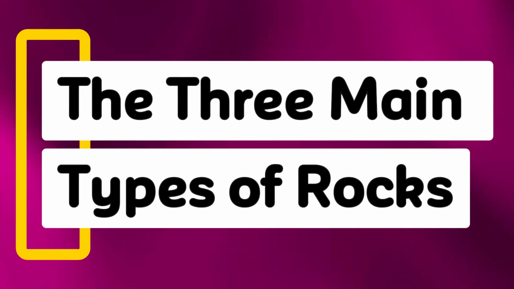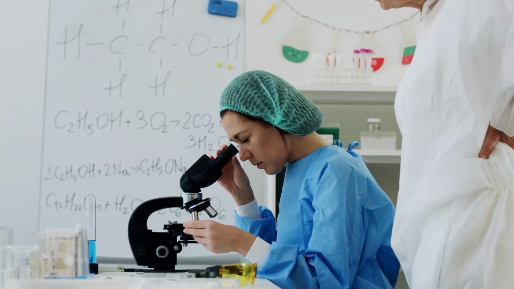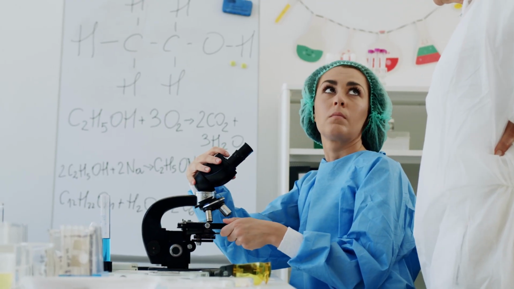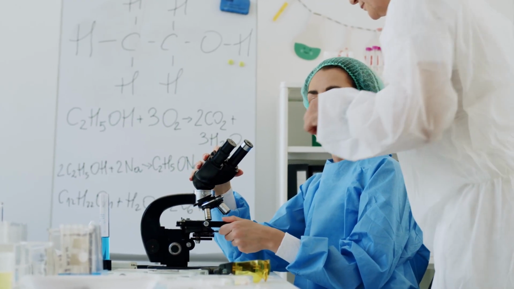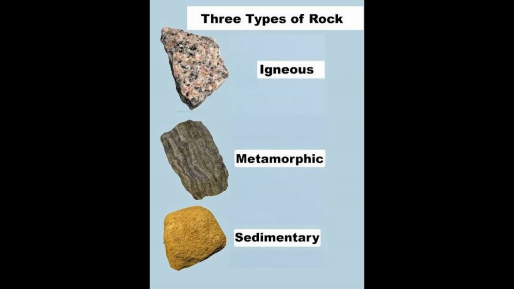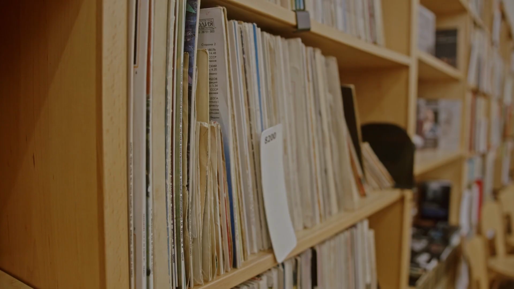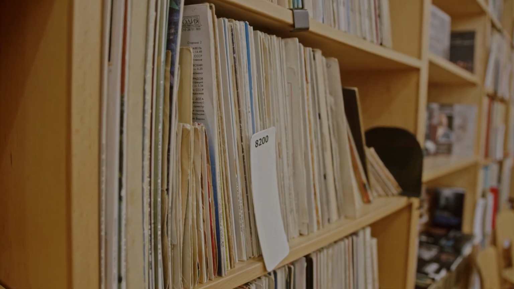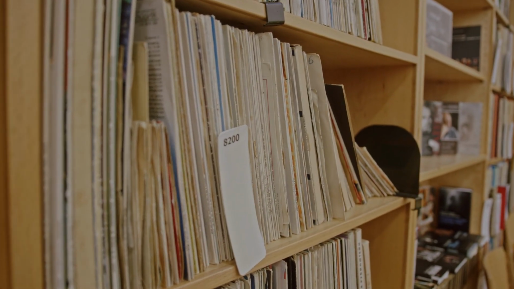The three main types of rocks. Although there are thousands of different rocks, scientists divide them into just three main groups. These are igneous rocks, sedimentary rocks, metamorphic rocks. Each one has a completely different story. Let's look at them one by one.